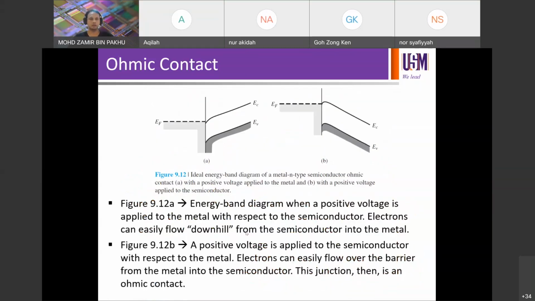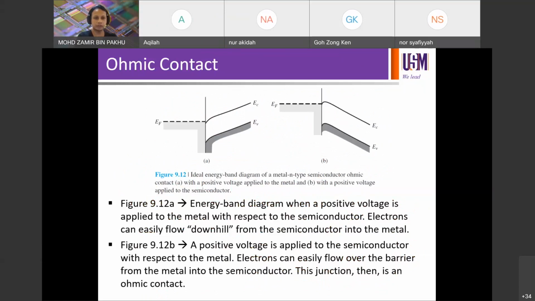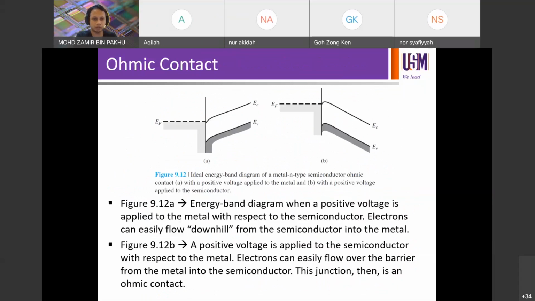So this is how it looks like when you want to zoom into the carrier flow. So look at the figure on the left, 9.12a. Energy band diagram. When a positive voltage is applied to the metal, okay, positive is applied to the metal. Let's just do the very same connection macam kita buat tadi. Okay, so positive voltage is applied to the metal, negative to the semiconductor. Let's do the same thing. So if you're confused, then always try to draw this, okay, so that you know the biasing condition more clearly.